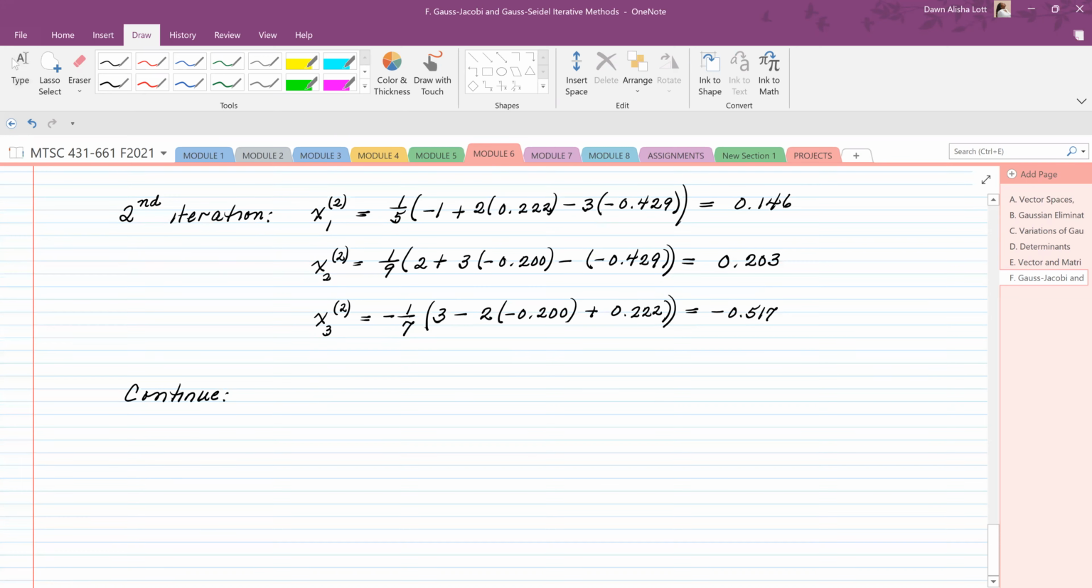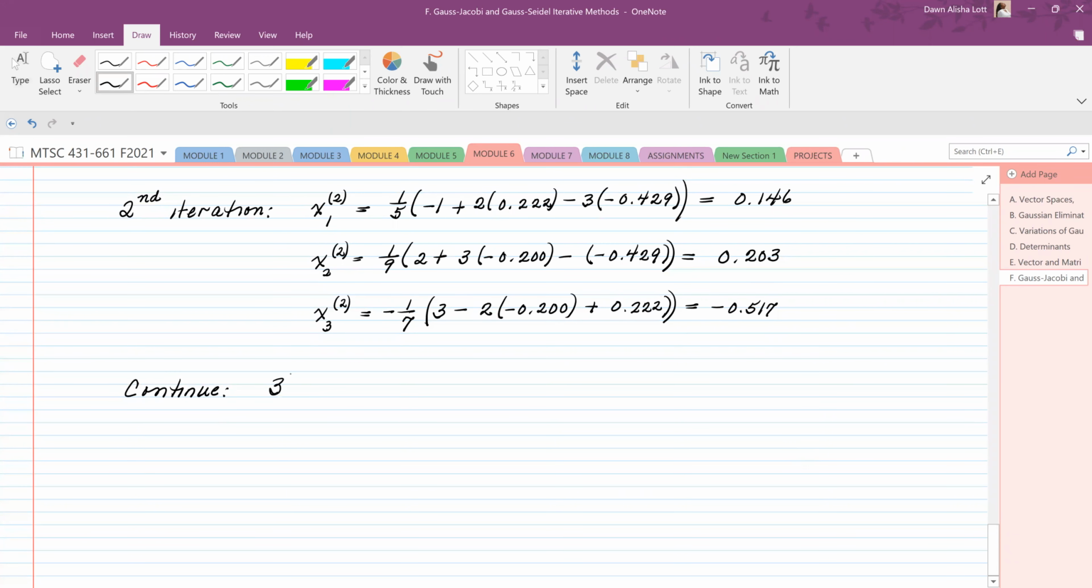So we continue the algorithm. At the third iteration, x31 turns out to be 0.192, x32 turns out to be 0.328, and then x3 turns out to be negative 0.416.